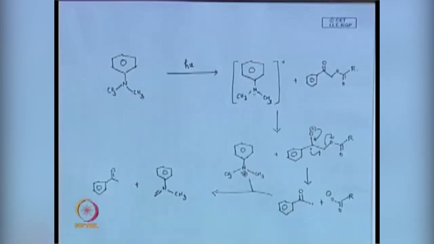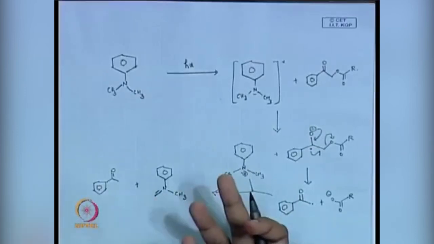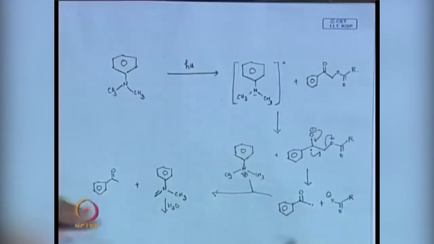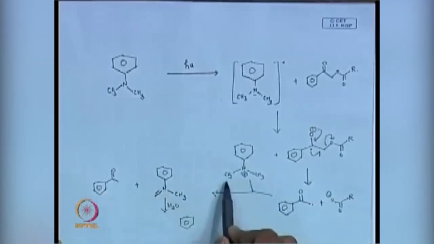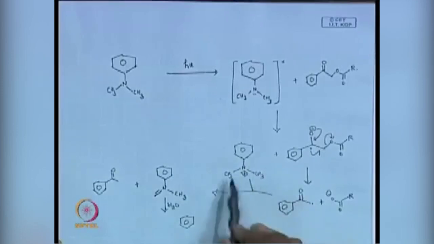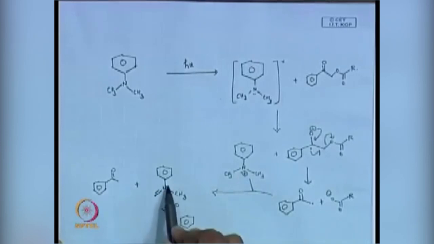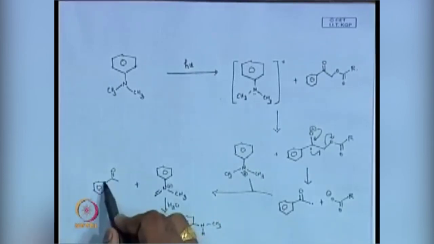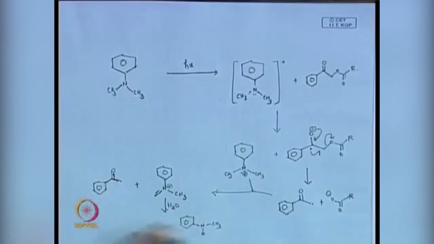If you are doing this reaction in water, then you think your imine gets hydrolyzed. See, most of this photolysis you do in water because you want to do it in a biological system, right? I just abstract a hydrogen from here. It is a radical. Sorry. Then you can hydrolyze this in water to give you the products. So this is how the mechanism happens.